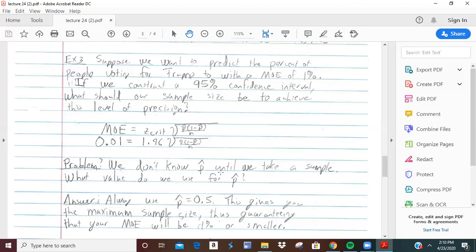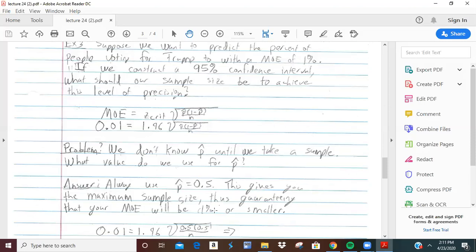We don't know p hat until we take our sample. So what value can we use for p hat? Well, these questions are nice because the worst case scenario happens when p hat equals 0.5. So when you're doing sample size calculations, to be on the safe side, we're going to assume the worst case scenario and always replace p hat with 0.5. This will give you the maximum sample size you'll need to guarantee your margin of error will be that 1% or smaller that we're looking for.